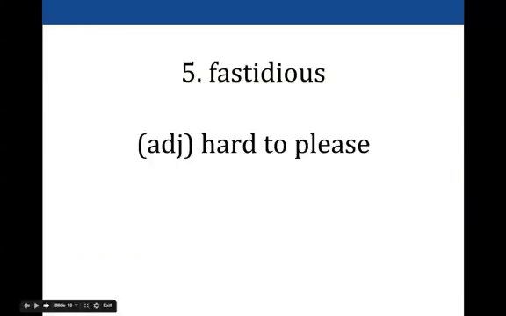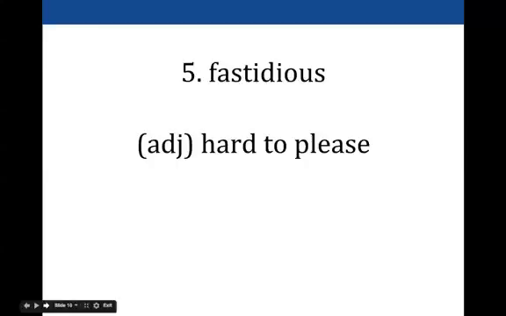The next word is fastidious, and someone who is described as fastidious is very hard to please. This is a describing word, and a fastidious person probably has very high expectations for themselves, and that's why they can be very hard for other people to please, because sometimes they expect perfection.